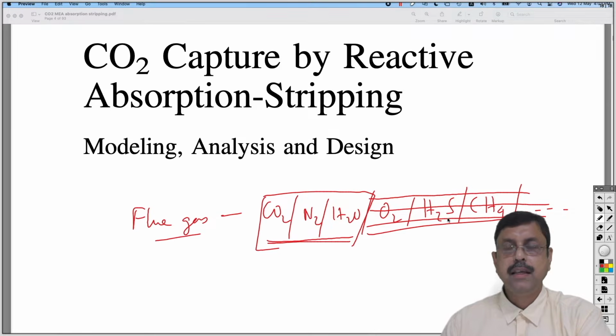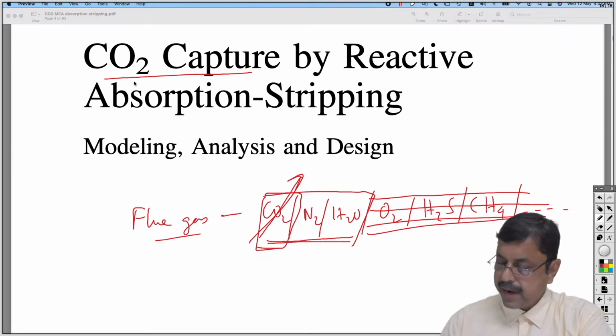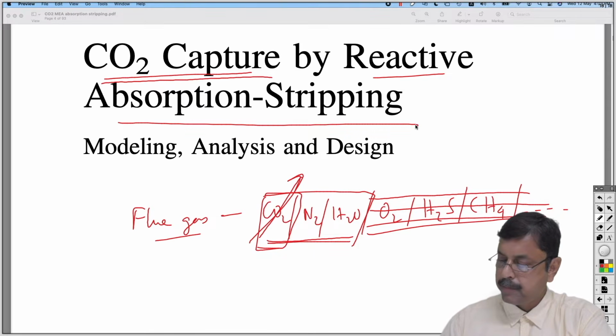We'll assume only these three components are there in our flue gas. Now, obviously, if the percentage of carbon dioxide is more in flue gas, we cannot release it into the environment because it will create pollution. We need to knock off this CO2. Now, in this book, they have described a procedure to capture CO2 by reactive absorption and stripping using alkyl amines.